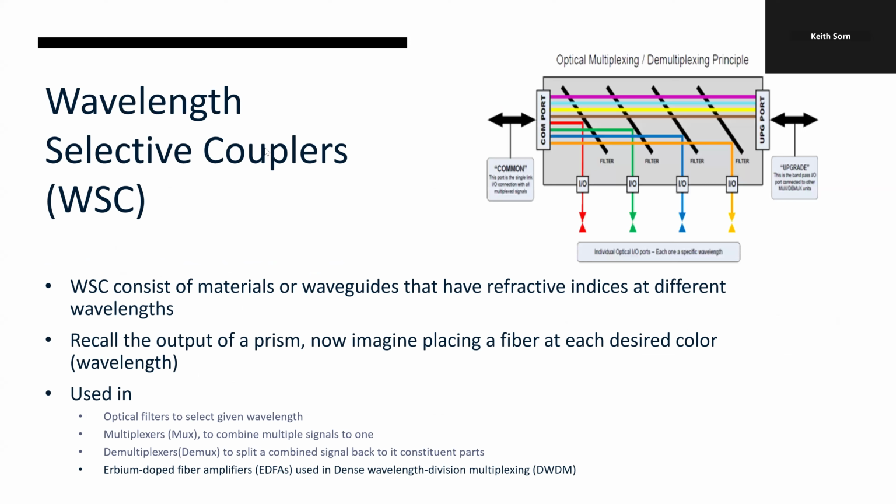So basically, wave selective couplers. Here is a view of a wave selective coupler. We see how coming in, we have a common port that has light consisting of different wavelengths. And they each hit a filter and that filters out the appropriate wavelengths. By the way, this will work in reverse. If we put various colors of light into the wave selective coupler, we are going to get a combined output.